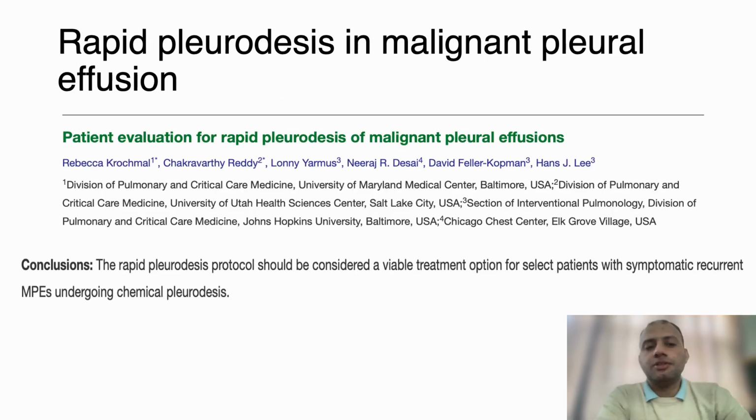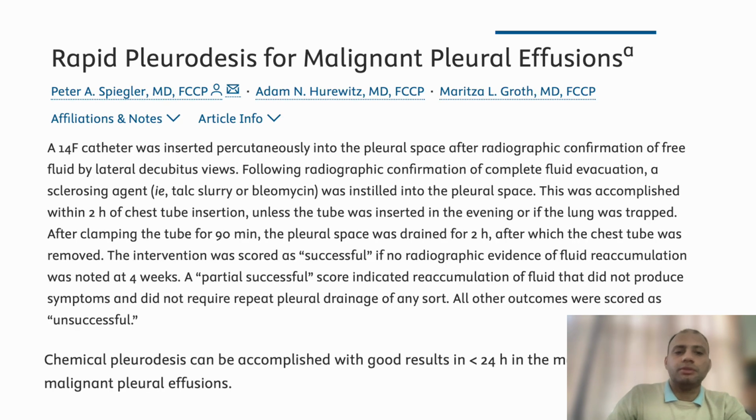And there is also a rising topic of rapid pleurodesis in malignant pleural effusion, that is, pleurodesis in the same setting. Many authors have evaluated the response to rapid pleurodesis of malignant pleural effusion, and they have come to the conclusion that it should be considered a viable treatment option for selected patients with symptomatic recurrent MPEs. In the next article, we will see how they have done the rapid pleurodesis.